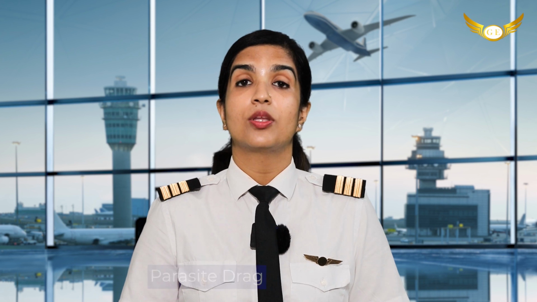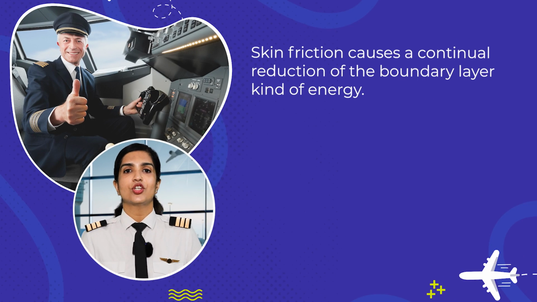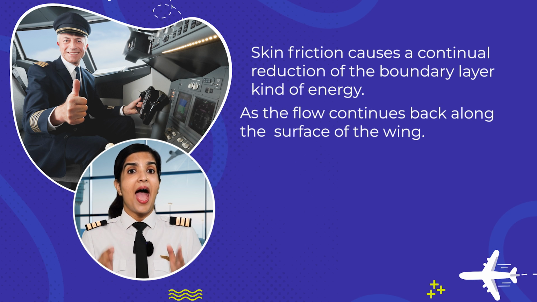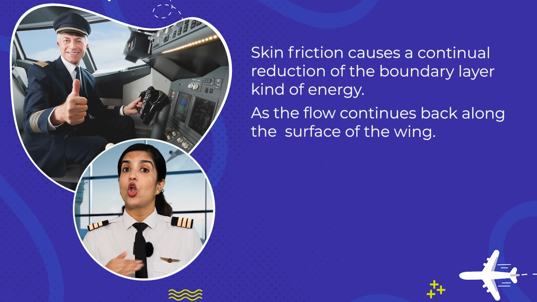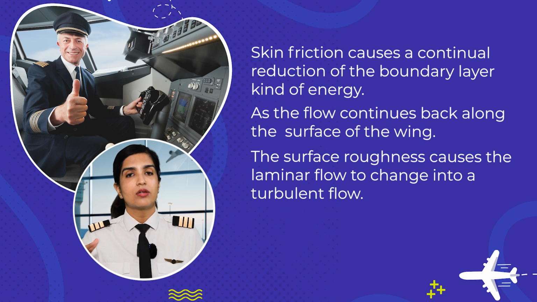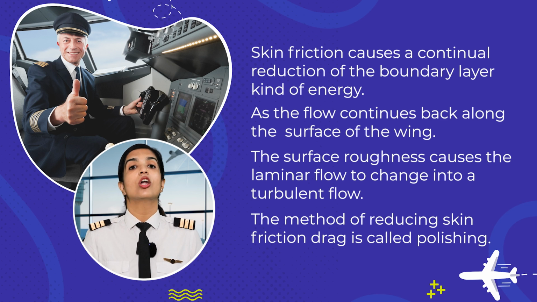There are various kinds of drag that act on an aircraft when flying through air. So let me tell you about the parasite drag, which includes the skin friction drag. Skin friction causes a continual reduction of the boundary layer kinetic energy as the flow continues back along the surface of the wing. The surface roughness causes the laminar flow to change into a turbulent flow. Now, the method of reducing skin friction drag is called polishing.